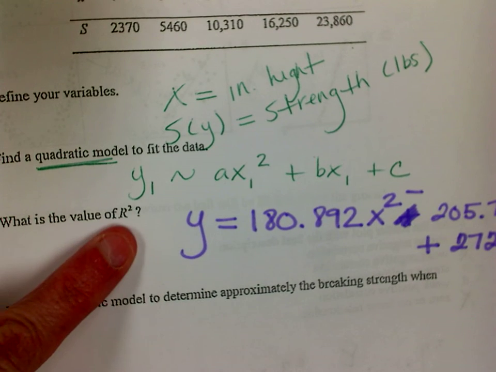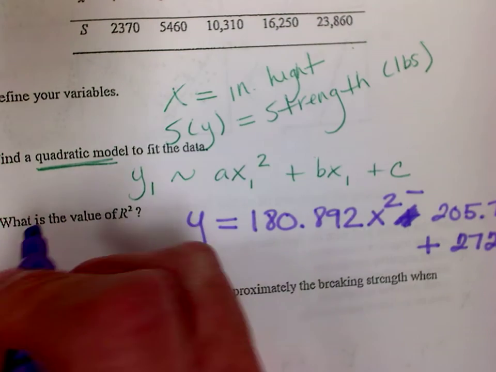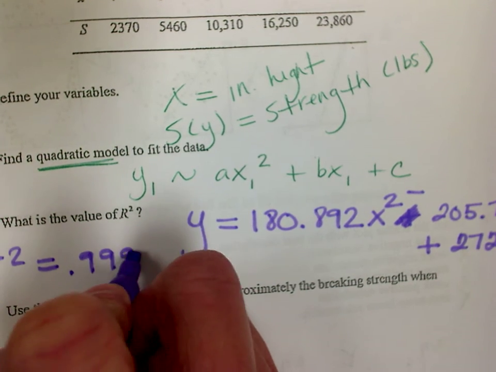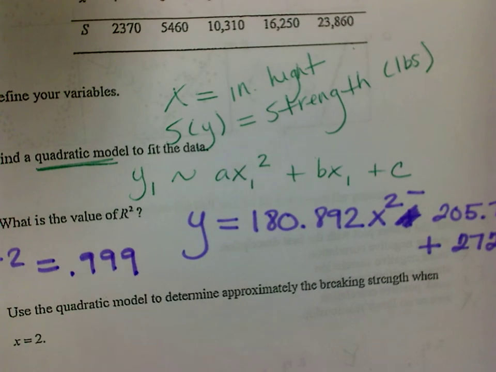Also, r squared should show up. It says that r squared is 0.999. That's very close to 1, so this is probably an excellent fit.